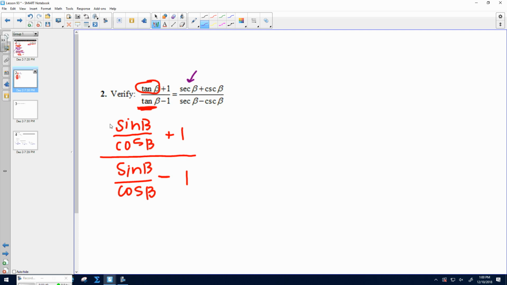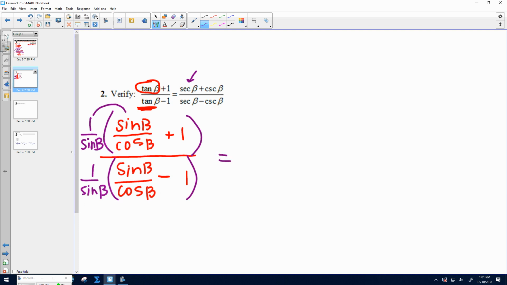So what I'd like to have right here is 1 over cosine, which means I need to cancel that sine beta that's in the numerator. So I could actually multiply by 1 over sine beta. That would cancel these and give me 1 over cosine, which is what we're trying to get, right? Now, I'm allowed to do this only if I also do it in the denominator. So I'm also going to multiply by 1 over sine beta down here. This is legal because you're really multiplying by 1.